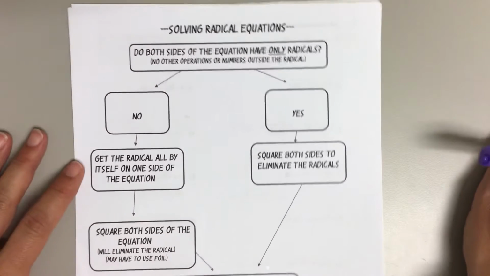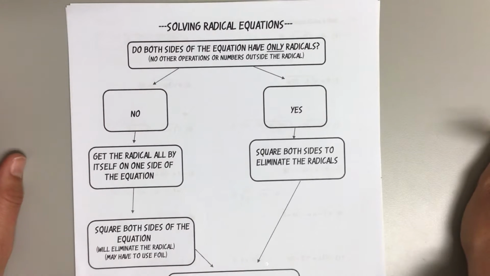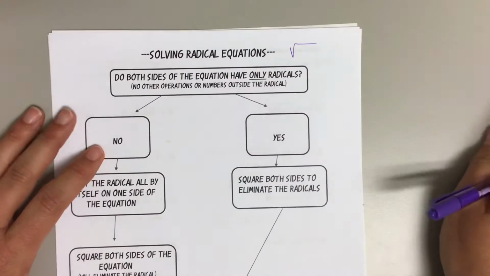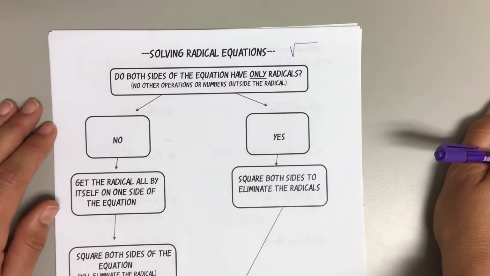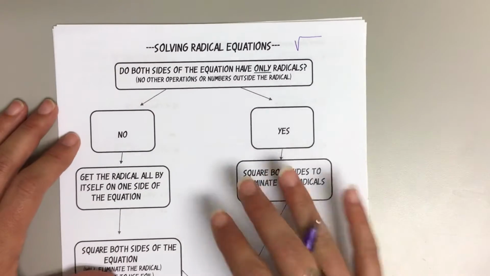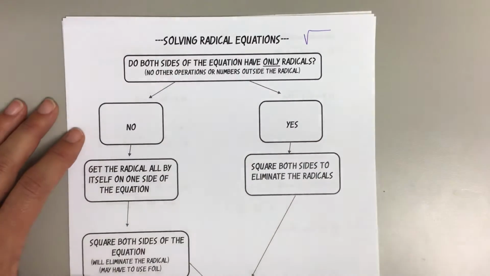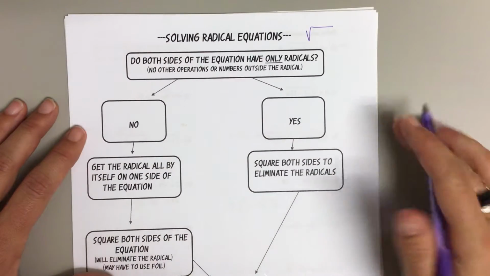All right, so one of the last units that we talked about was solving radical equations. So these are just equations that have a radical sign in them, right? Like a square root symbol, like that. And we're only sticking with square roots for now. Now, you have this paper, and so this is just kind of like a flow chart that you can follow if you need to.